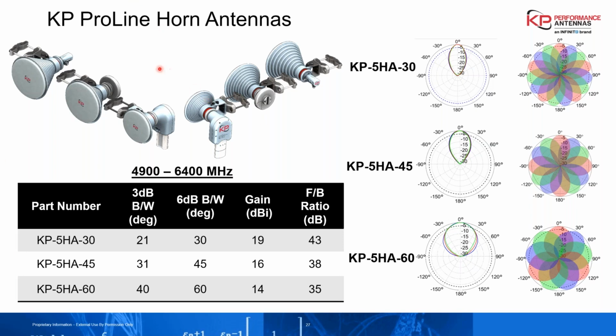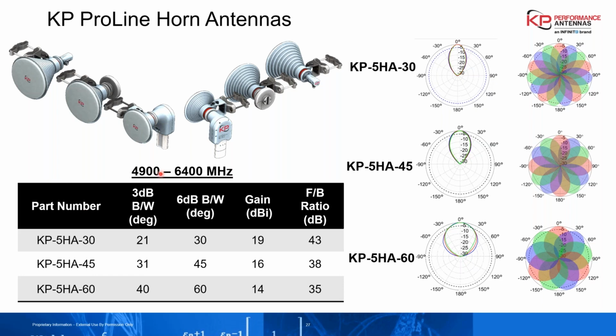Now, I'm going to segue into here. So KP is releasing ProLine horn antennas. And these horn antennas, we hope to be available at the end of July. Now, that's virus depending, but that's the date we have right now. So we're releasing 3 of them, base models right now, a 30-degree horn, a 45-degree, and a 60-degree horn. And we kind of design these looking at the market, what's available now, and trying to outperform the market in terms of the performance, and also being very competitive with our pricing.